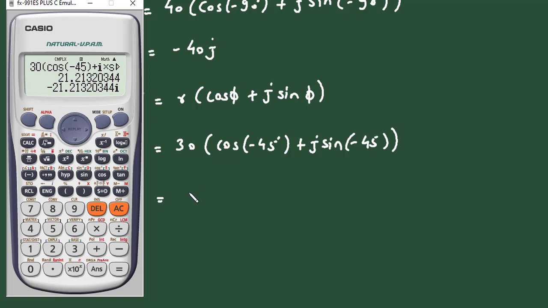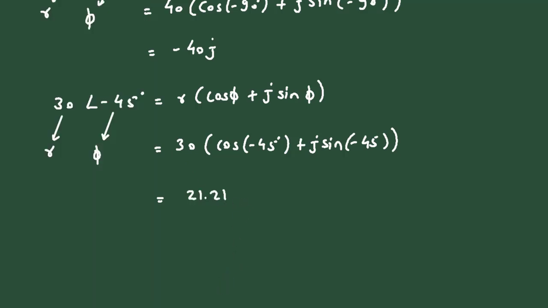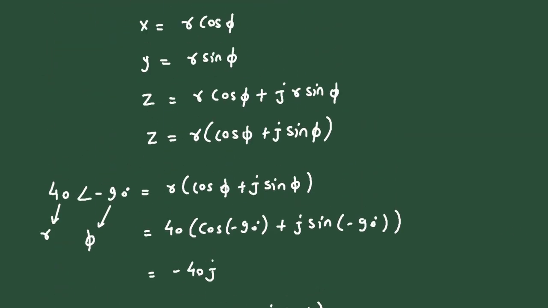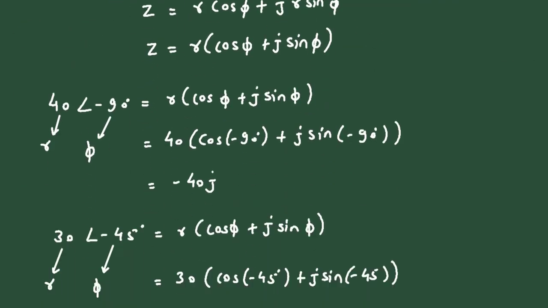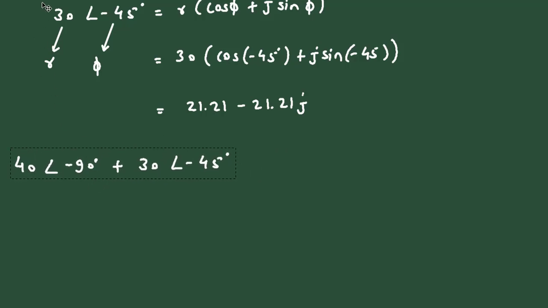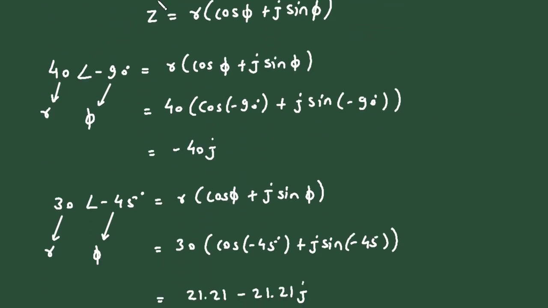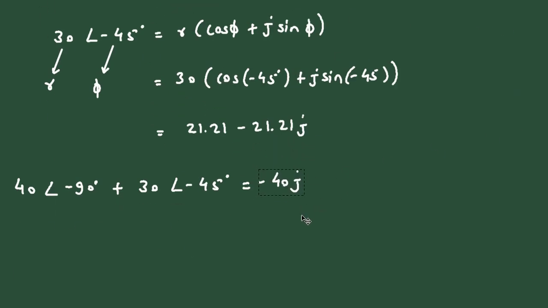So it is 21.21 minus 21.21 J. So now this should be equal to, in place of this we can substitute this value, minus 40J, then plus, in place of this 30 at an angle minus 45 degree we can substitute this value. So let's substitute it.